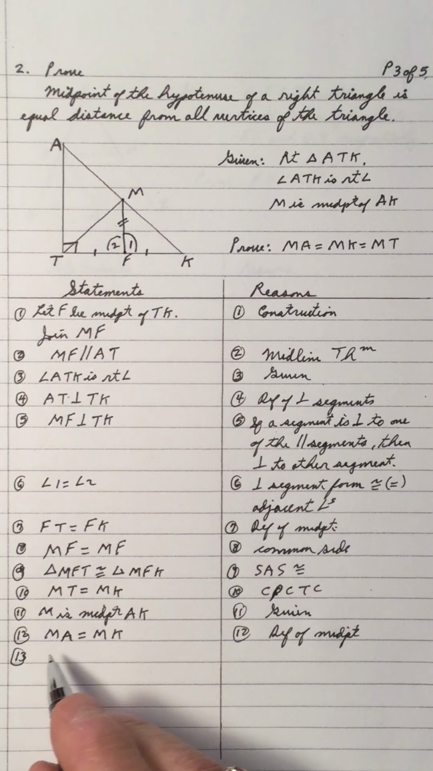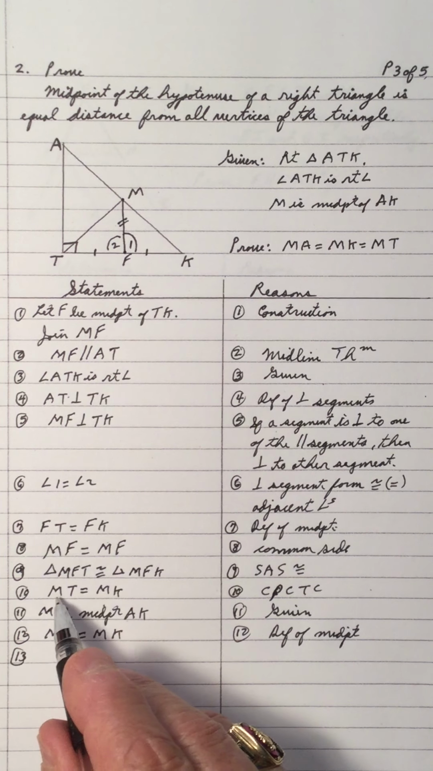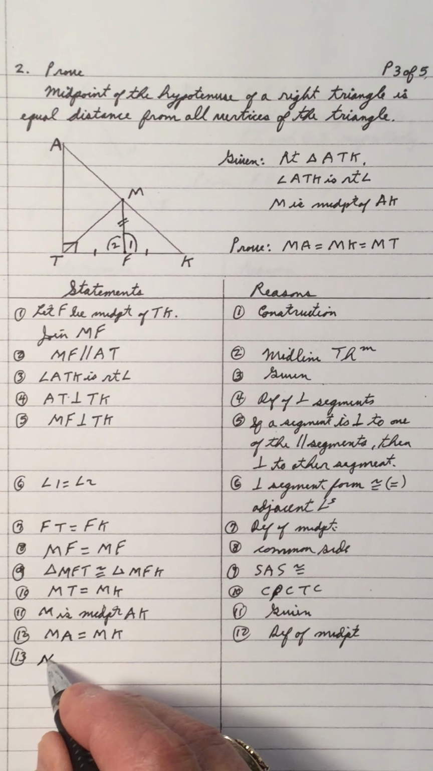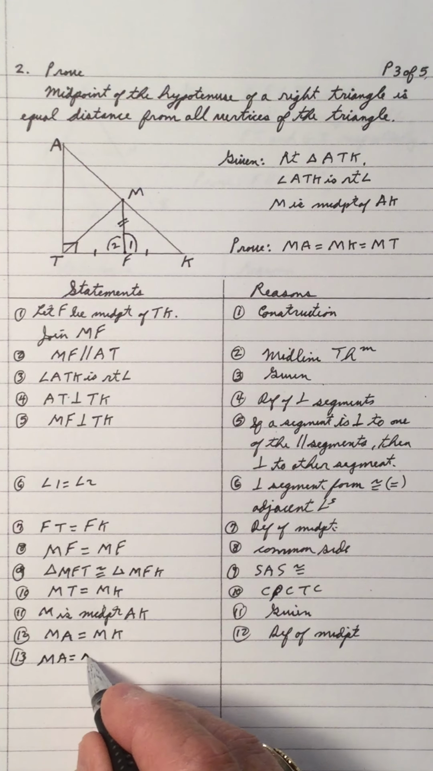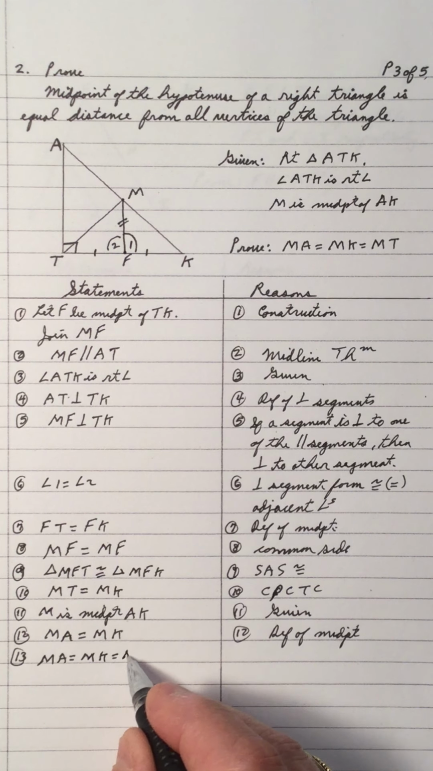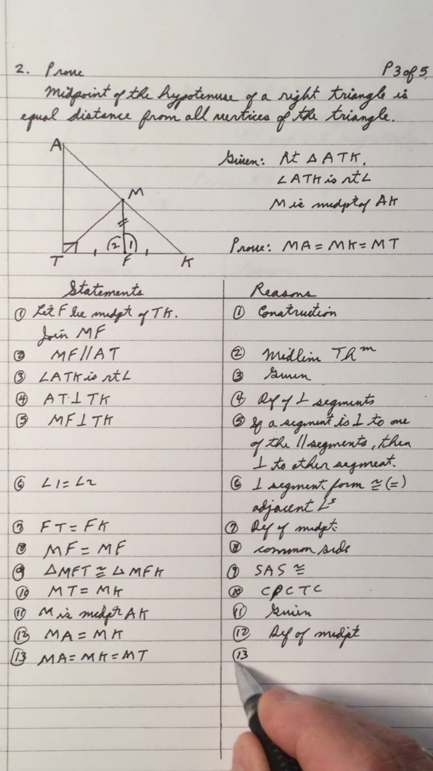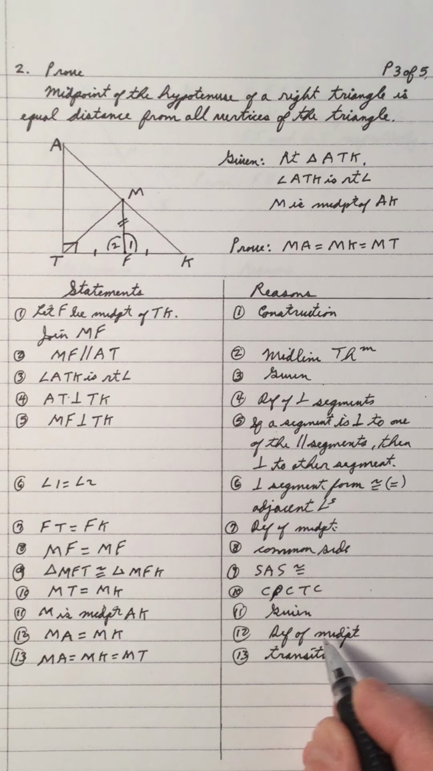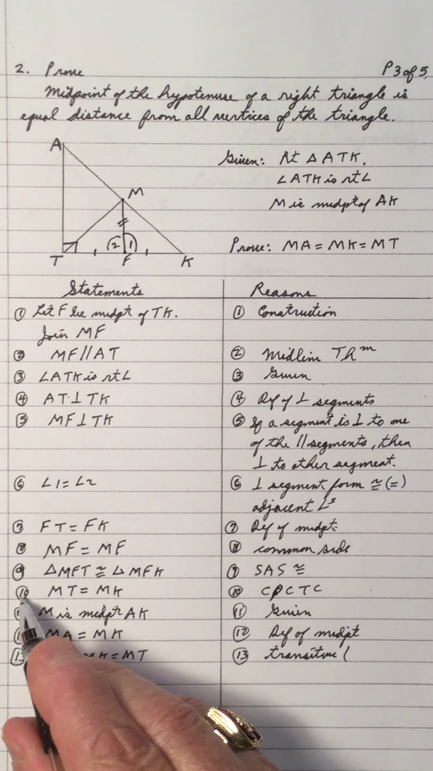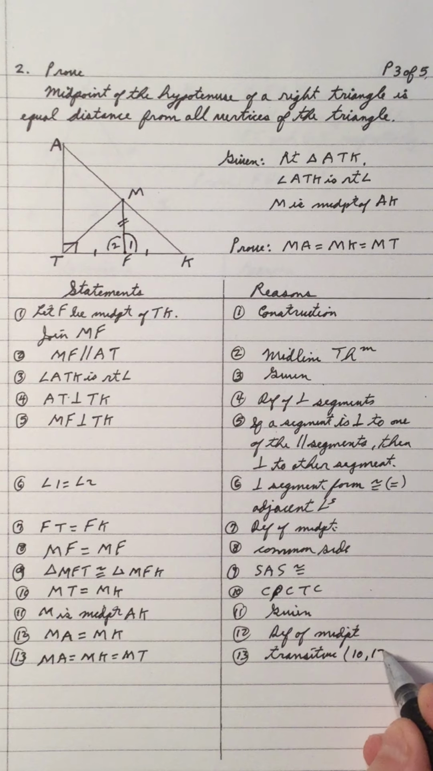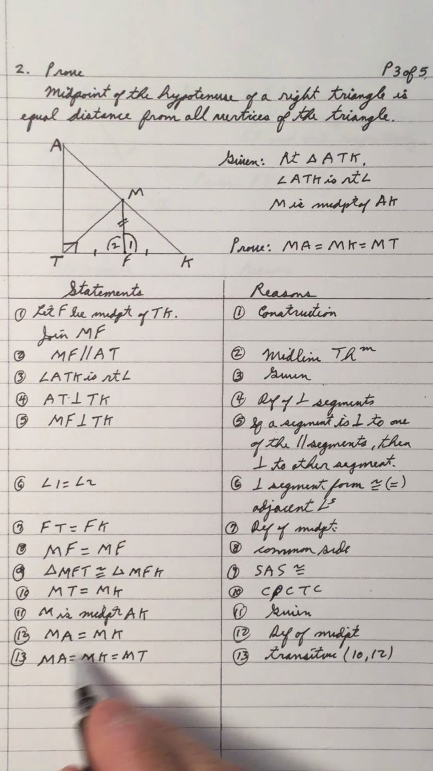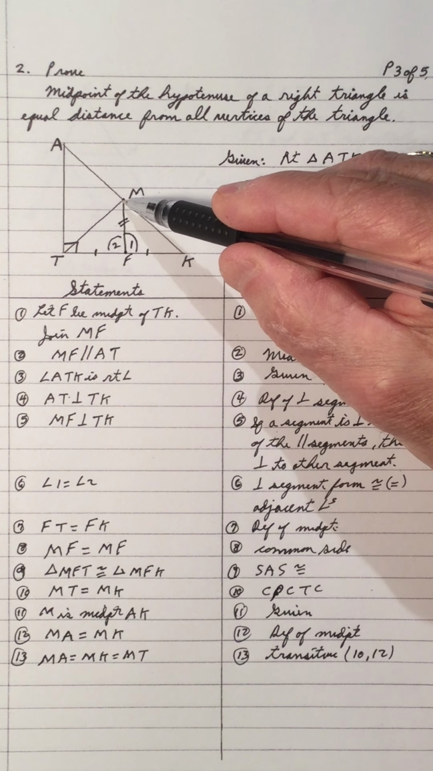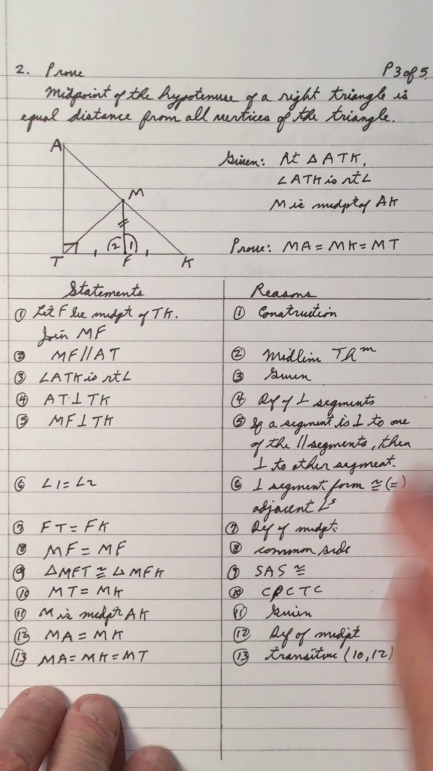And hence, if you look, I have MT equal to MK, MA is equal to MK. That means I have MA equals MK equals MT, and that's the transitive property. Again, more than once. And the transitive property is occurring in 10 and 12. 10 and 12 gives me all of these equal. So the midpoint of the hypotenuse of a right triangle is equal distance from all three vertices.